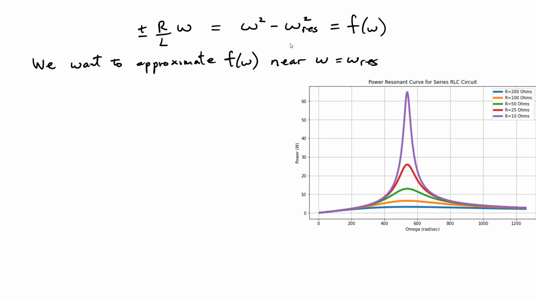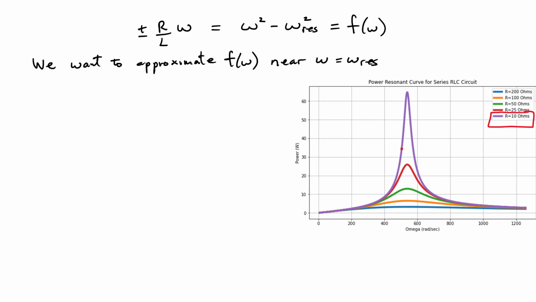So what's typically done here is, if we look at cases where the resistance is small, okay? For example, right over here, when the resistance is only 10 ohms, you can see that it peaks very, very sharply. And the smaller the resistance, the higher the maximum power, and the sharper that peak right here. So this is going to be the approximation that we're going to do, is when the resistance is small.